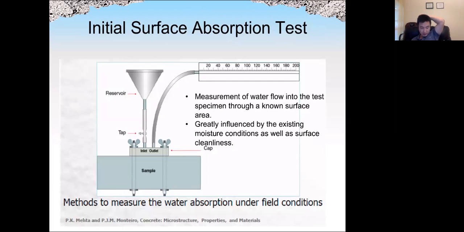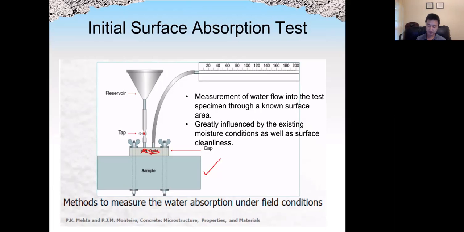All right, and here shows one of the tests. This is the surface absorption test, absorption of water. This is the water reservoir. We have a tap here which can open or close the valve. This is the sample of concrete. The test measures the water flow into the specimen, which goes through a known surface area. The surface area is well controlled.